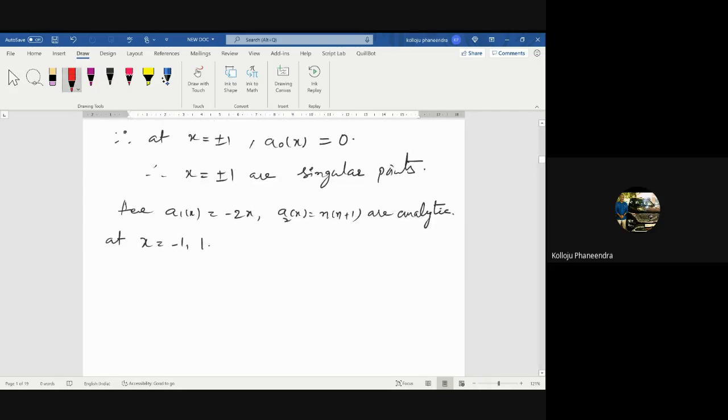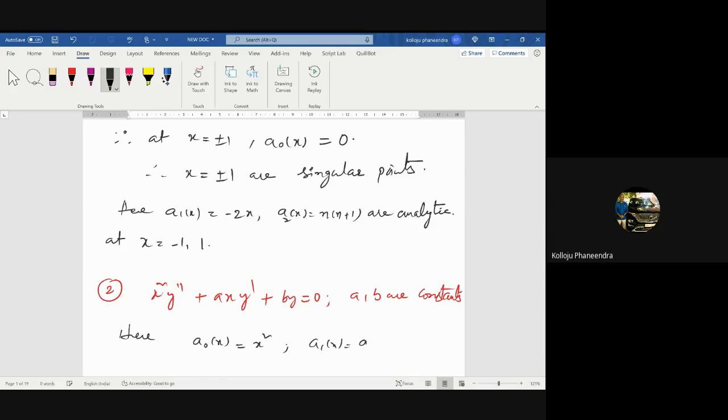This is the first example. Let me take the second one: x square y double dash plus ax y dash plus by equal to 0, where a and b are constants. Here, what is a naught of x? x square.